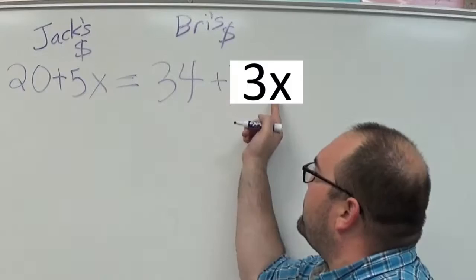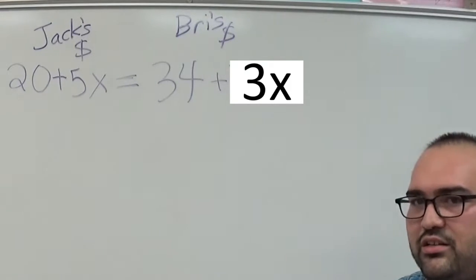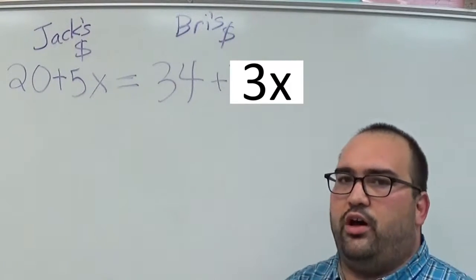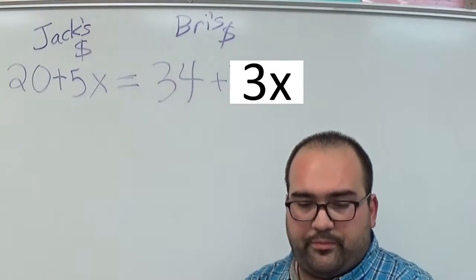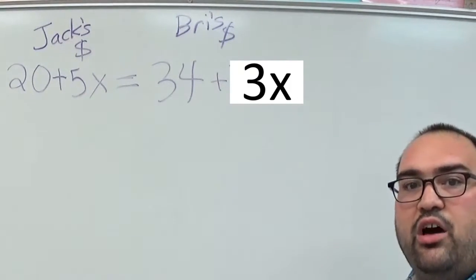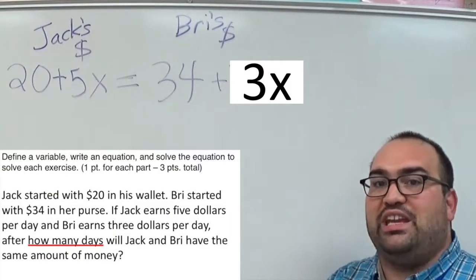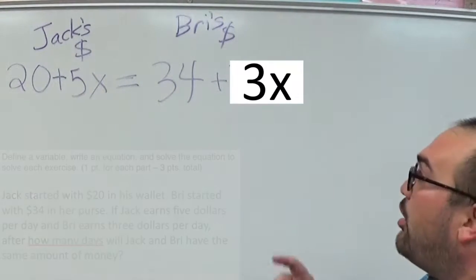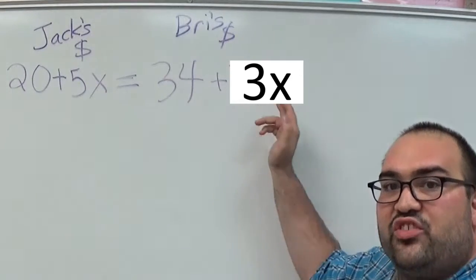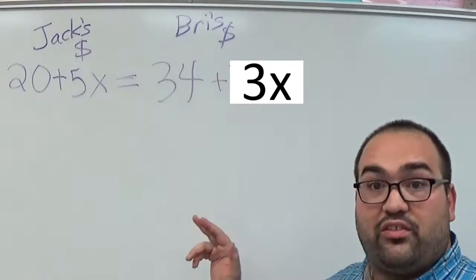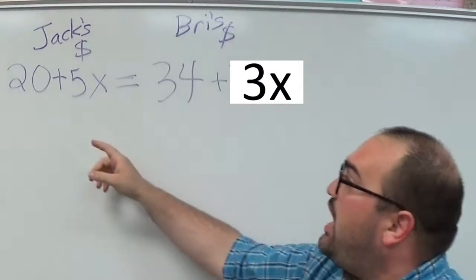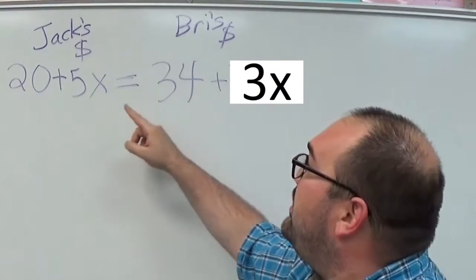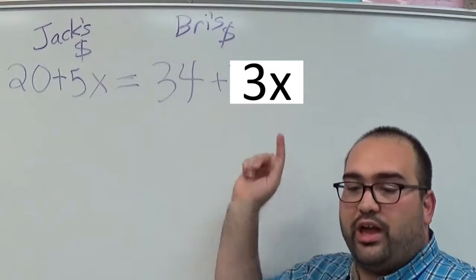Now, the problem says that you need to define a variable. That means this x. What does the x mean? Now, we know in class that the variable is the unknown number, but in our word problem, it gives it a name. It says down there at the end of the problem, how many days? That is our variable. X is the number of days that have passed. So now we can get back to this. We have 20 plus 5x equals 34 plus 2x.